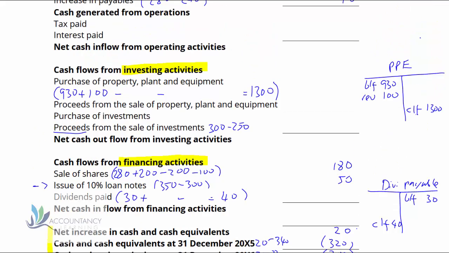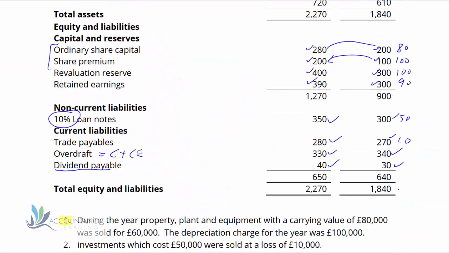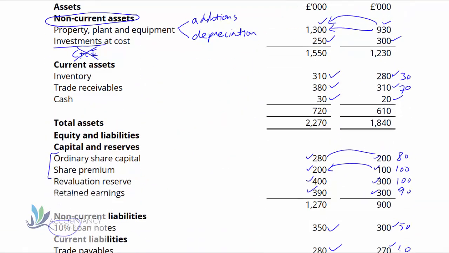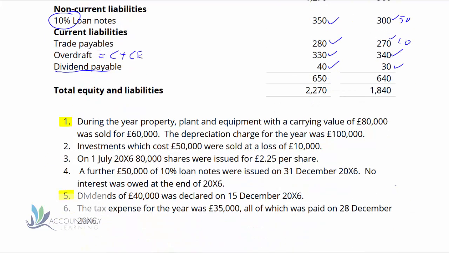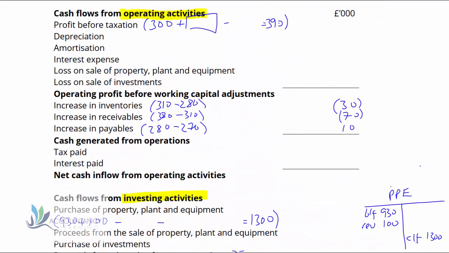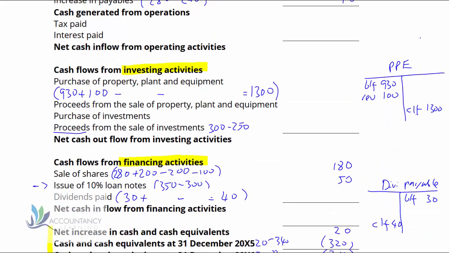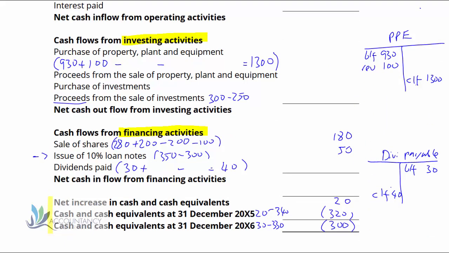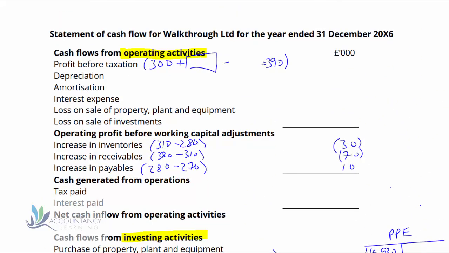Okay, so we've gone through all of our statement of financial position now, and you can see that every single number has been used in some way in our answer. Now, if we look at our answer, we can see that there are some numbers included already. We've done all of our working capital adjustments, haven't we? We've got our figure for shares and loan notes, and we've got our cash and cash equivalents. So we've already managed to earn quite a few marks just by going through the balance sheet line by line and putting those numbers somewhere in our answer.